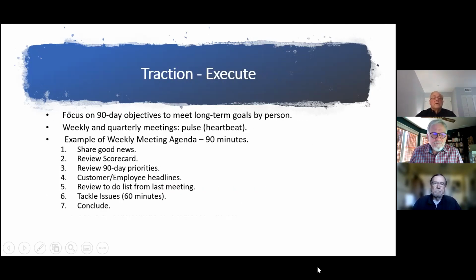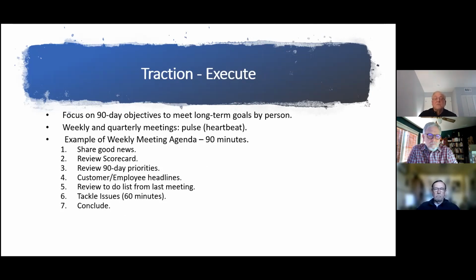Cool. Thank you. The last component that they talk about is traction, and I think they did a great job on this also. They break up the year into 90-day segments, and they break out every week of the 90 days as a separate event. And you focus on your priorities for that quarter, and you look at your numbers and you meet. And they talk about a 90-minute meeting.